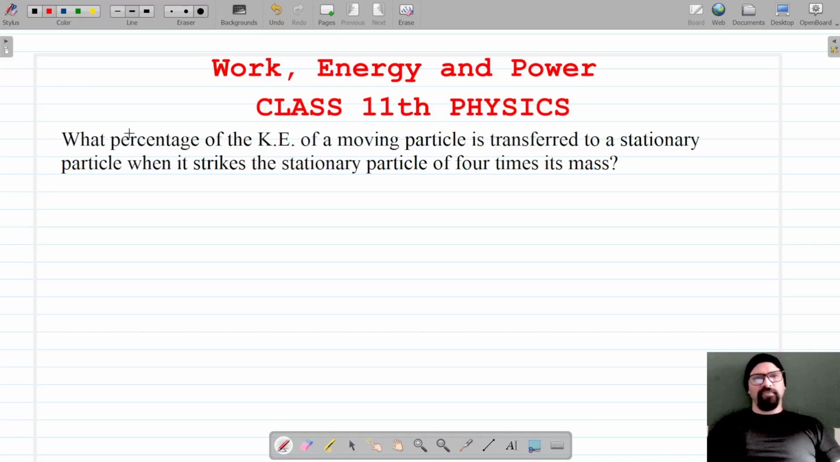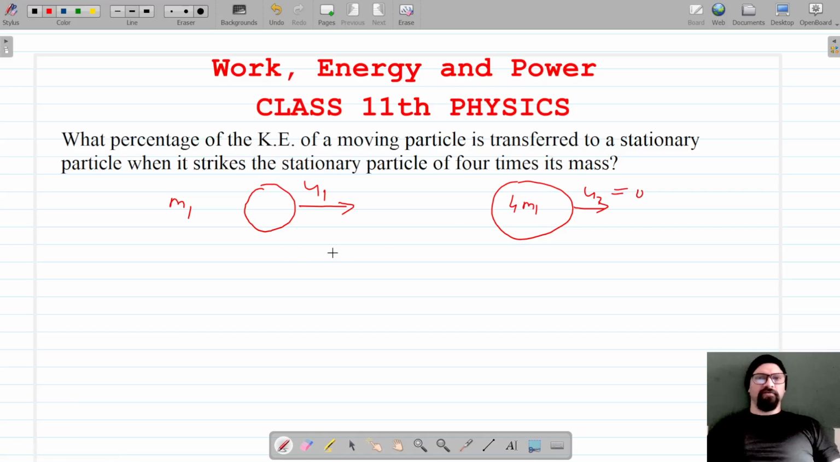For the next question, it's asked what percentage of the kinetic energy of a moving particle is transferred to a stationary particle when it strikes the stationary particle of four times its mass. So let m1 be the mass of the first particle moving with velocity u1, and it strikes the second particle of mass four times the first mass, and it's at rest, so its velocity is zero. Now we have to find the percentage of the kinetic energy transferred.